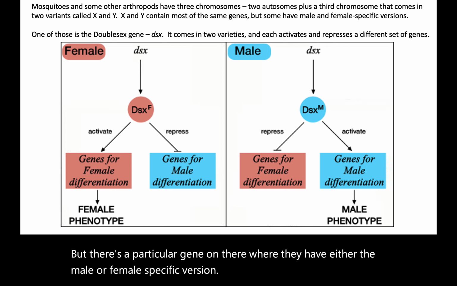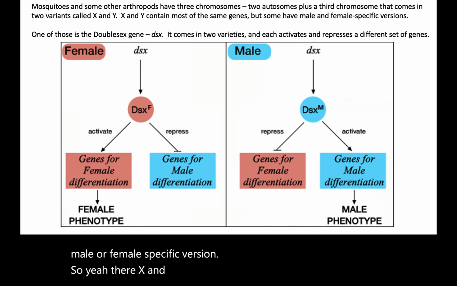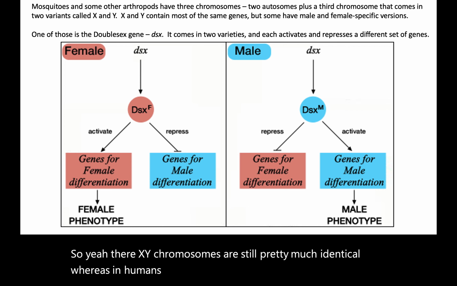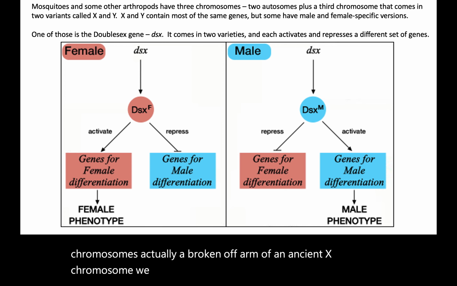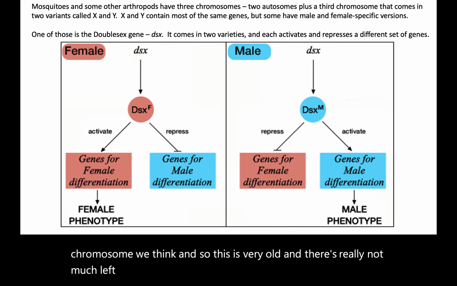Their X and Y chromosomes are still pretty much identical, whereas in humans, and actually most mammals, the Y chromosome is a broken off arm of an ancient X chromosome, we think. And so this is very old, and there's really not much left that actually codes for protein on a Y chromosome in a human or another mammal.